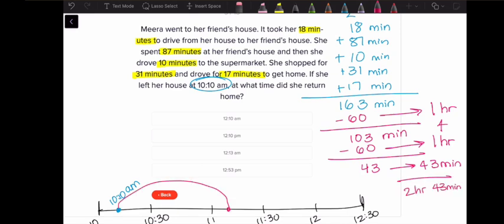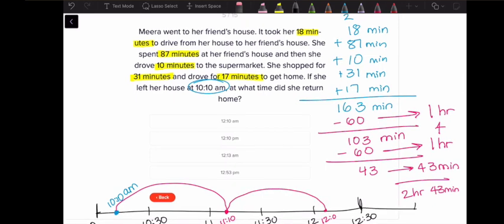We add an hour to this, and we land at 11:10. Add another hour, and we land at 12:10. We're going to need to add 43 minutes to that. And I see I'm going to need to extend my timeline a little bit. So 43 minutes here. If I jump from 12:10, I'm going to jump 10 minutes, 20 minutes, 30 minutes, 40 minutes.